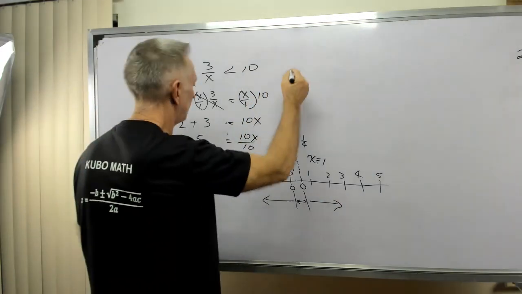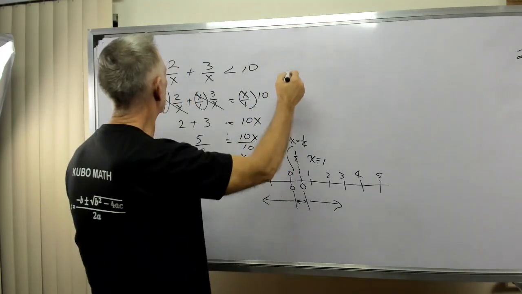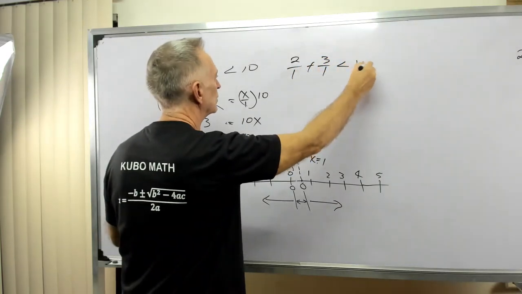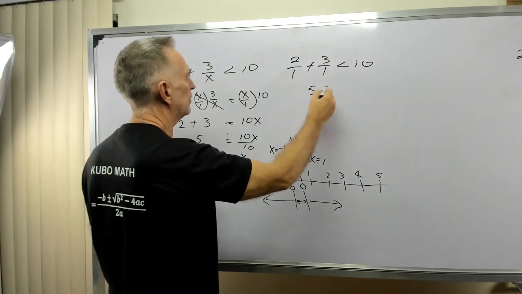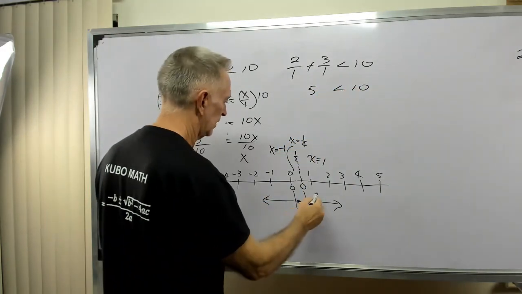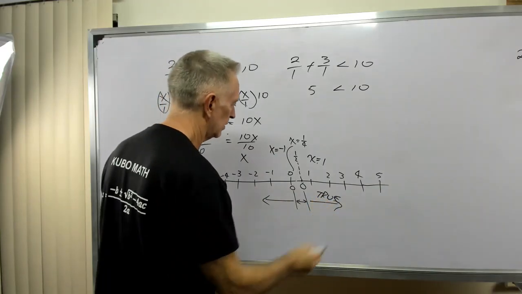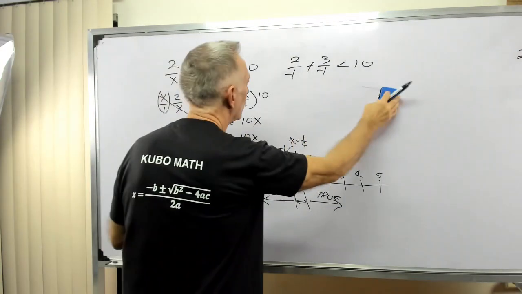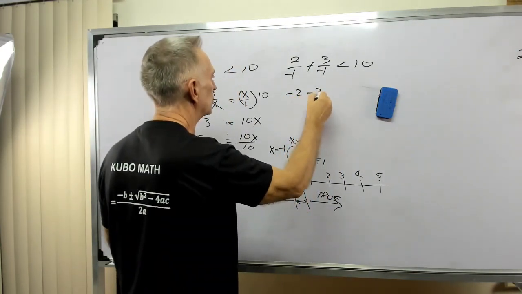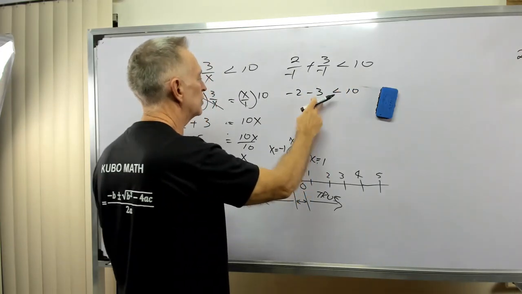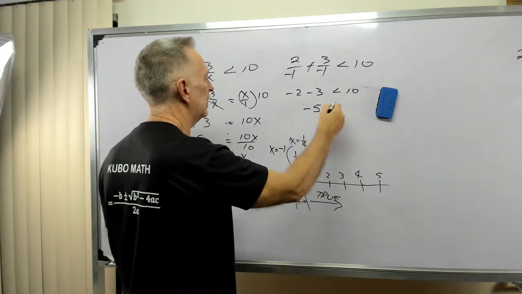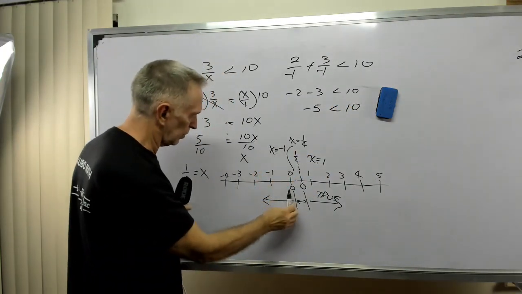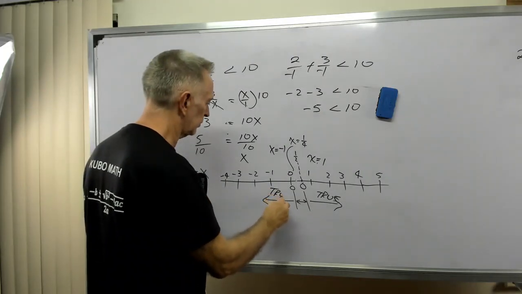So let's try that. All right, let's try 1 first. 2 over 1 plus 3 over 1, is that less than 10? So 2 plus 3 is 5. 5 is in fact less than 10. So it's true out here. What about -1? We have a -2 minus 3. Is that less than 10? Minus a positive is plus a negative, so -5 is in fact less than 10. So out here at x equals -1, or less than 0, that's true also.